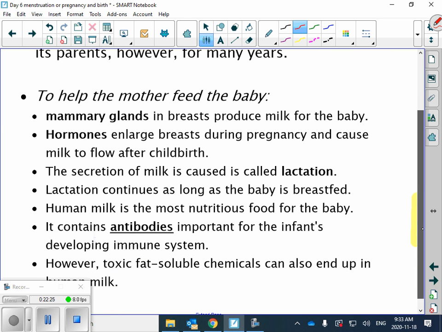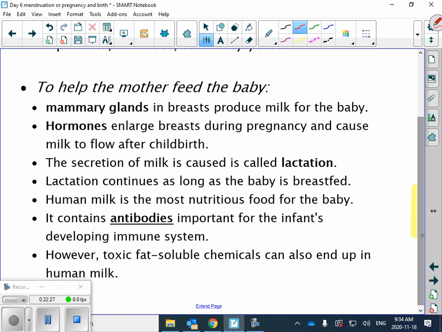So in order for the mother to help feed the baby, we're mammals, so humans have mammary glands in their breasts, and those will start to make milk. So hormones during pregnancy will enlarge the breasts and cause the milk to flow after childbirth. The secretion of milk is called lactation, and lactation will continue as long as the baby is breastfed.